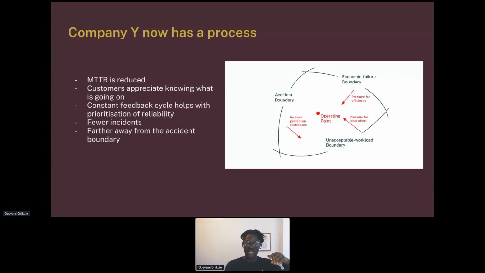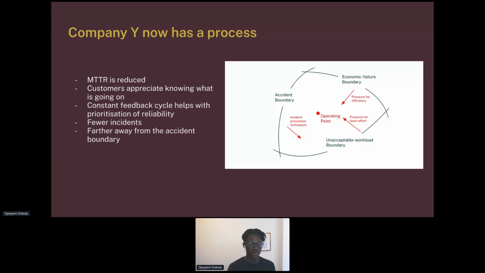So the incident prevention techniques push you away from the accident boundary. And again, this model is very useful to communicate. If you're an engineer in a company and you are finding it difficult to prioritize reliability, you can use this model to explain to the higher ups, especially if they like theory, that this is important and this is how this affects your reliability going forward.